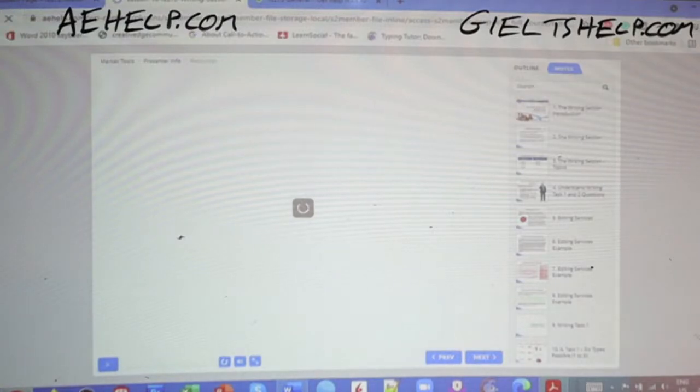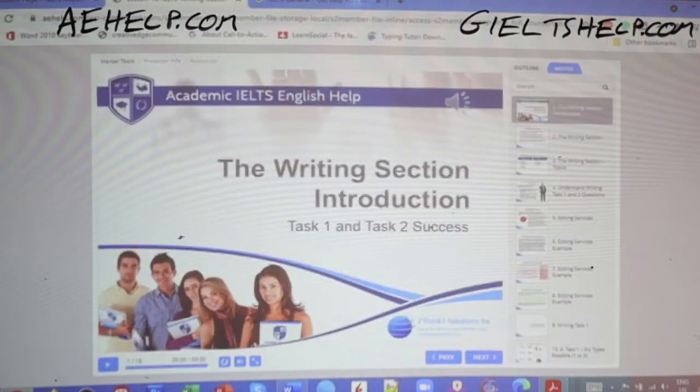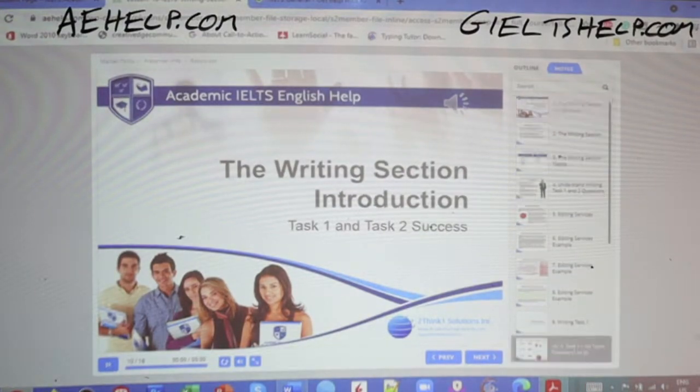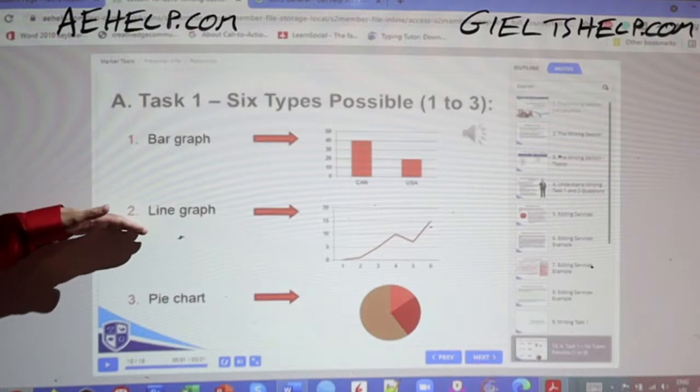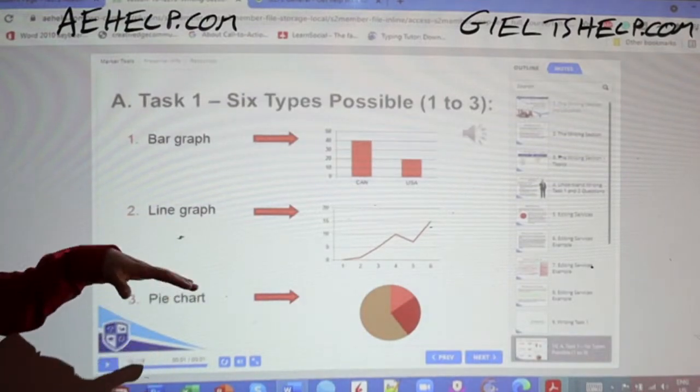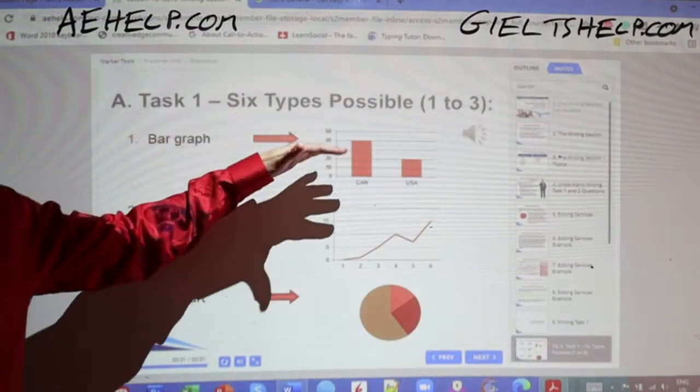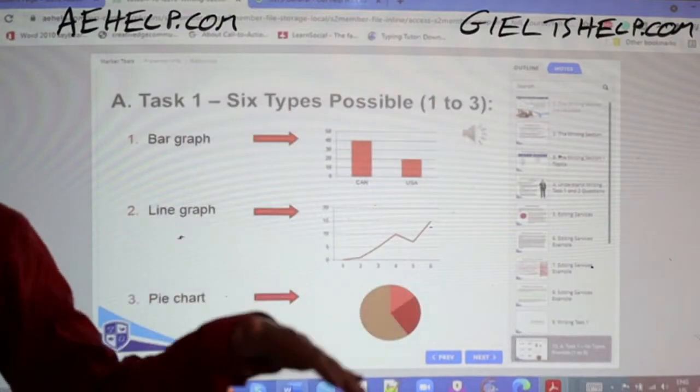So let me see if I can zoom in here. I'm just using Wi-Fi, so it's a bit slower for me. But anyway, it'll be, let me see, writing task 1. Yeah, so there it is. Let's jump to that. Okay. So here you can kind of see them, and it goes through bar graph, line graph, pie chart, and then step by step it explains each one of these, how to use them, where to use them.